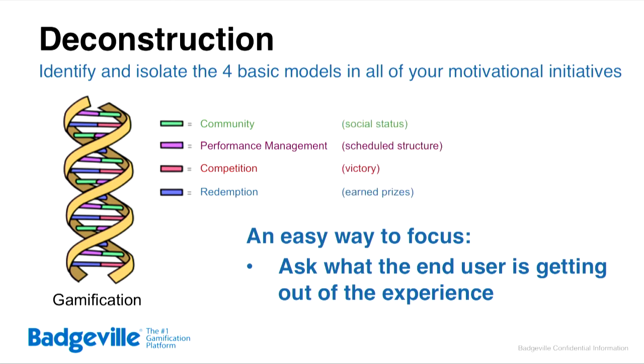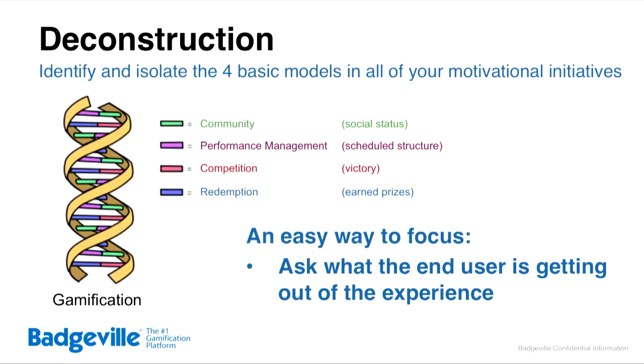So with the community, it's really about the social status. They're getting standing in that community. In a performance management situation, it's really about applying structure. That's why it makes sense, like why you see it in sales or in services, where they're doing the same thing very frequently. They just need a little guidance or a little structure to help them keep an eye on the higher objectives so they don't get lost in the details. Competition is really about creating that feeling of victory and making that feeling of victory accessible to as many people as possible. And then finally, redemption is really about earned prizes. If you're giving them something, you've obviously got a redemption system involved.